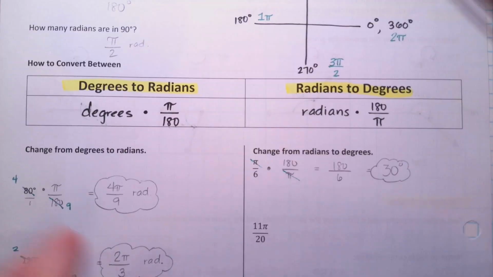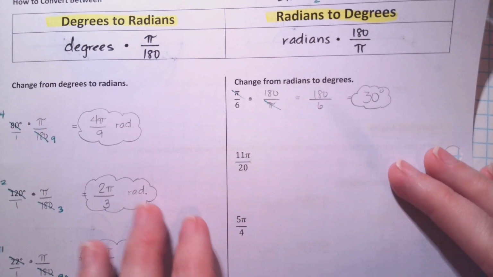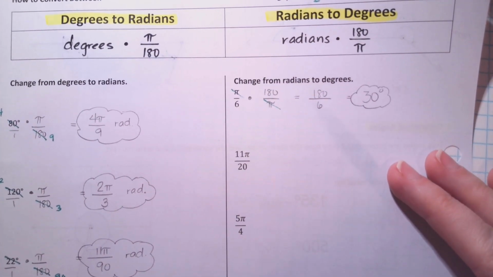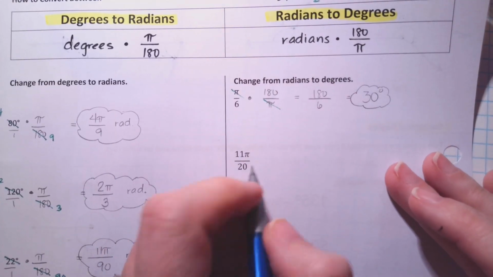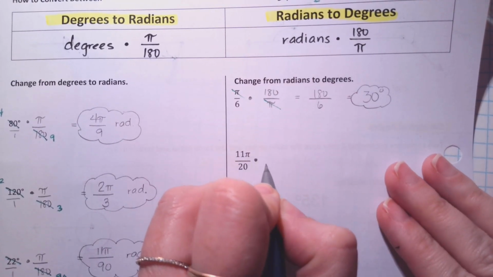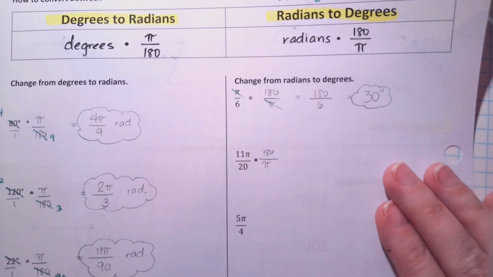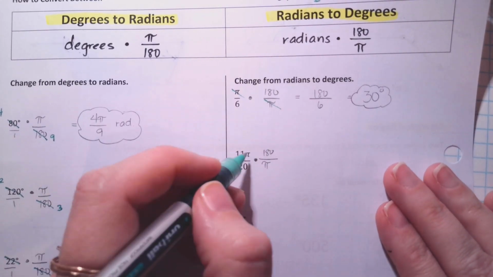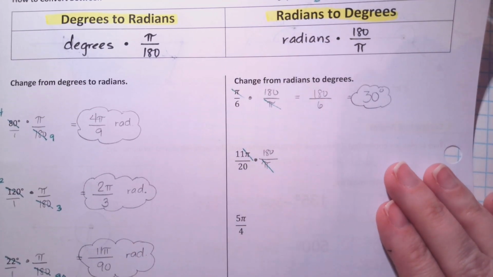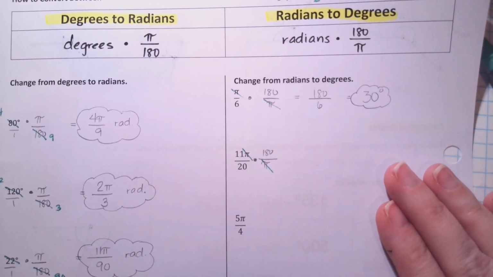For the second one, okay, we've got 11 pi over 20. Remember, we're trying to get it to be in degrees, so I need this pi to cancel. So we're going to multiply with the pi on the bottom and the 180 on the top. And now when we look diagonally, that pi will cancel. Again, you can simplify beforehand. You can also simplify after.